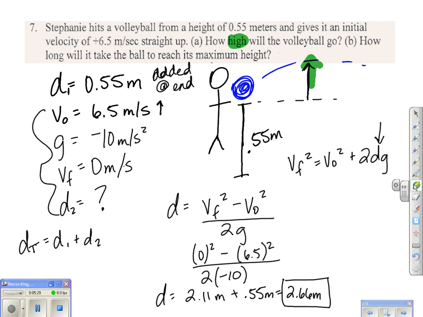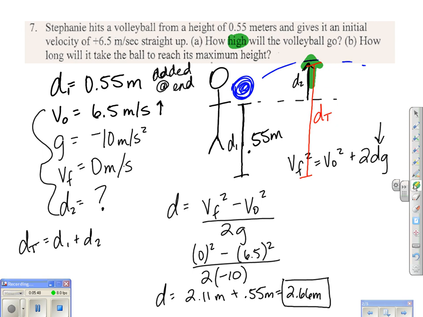All right. So the thing to realize is I have to first find the regular distance. I have to find this d2 here, and I'm given d1. I'm actually trying to solve for the total d. Okay, so I want dT.